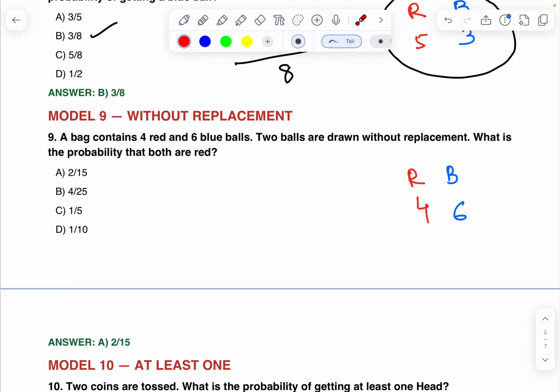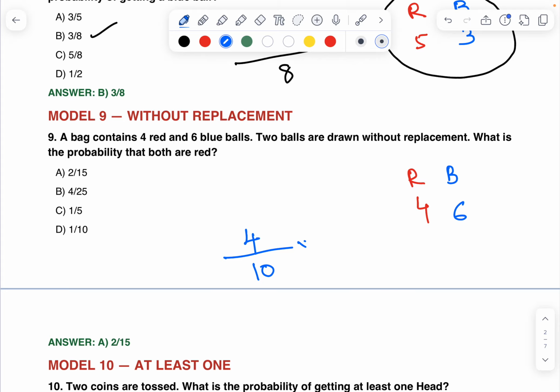Okay. What is the probability that both are red? How many balls here? Total 10 balls. First ball 4 by 10. Why? Because here we want only the red ball. 2 balls are drawn without replacement.